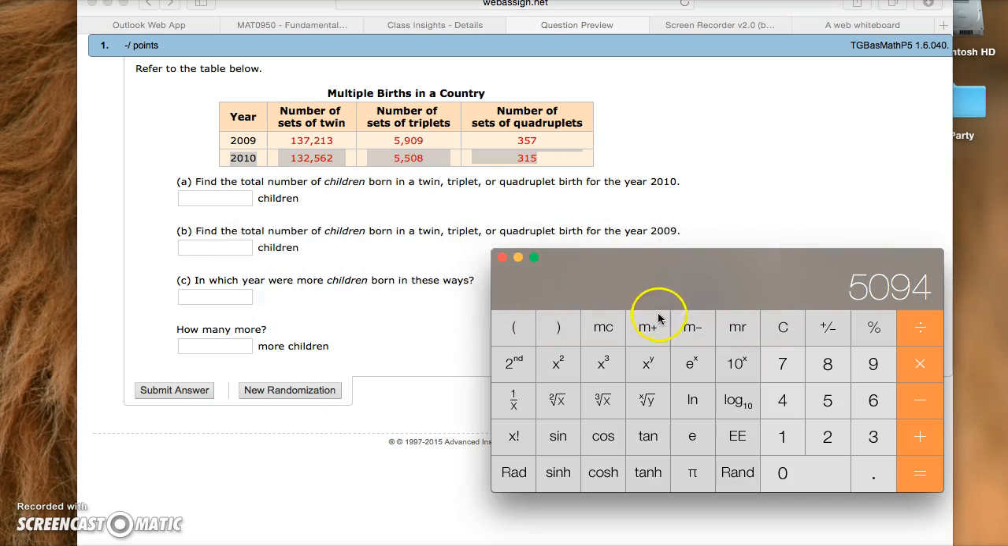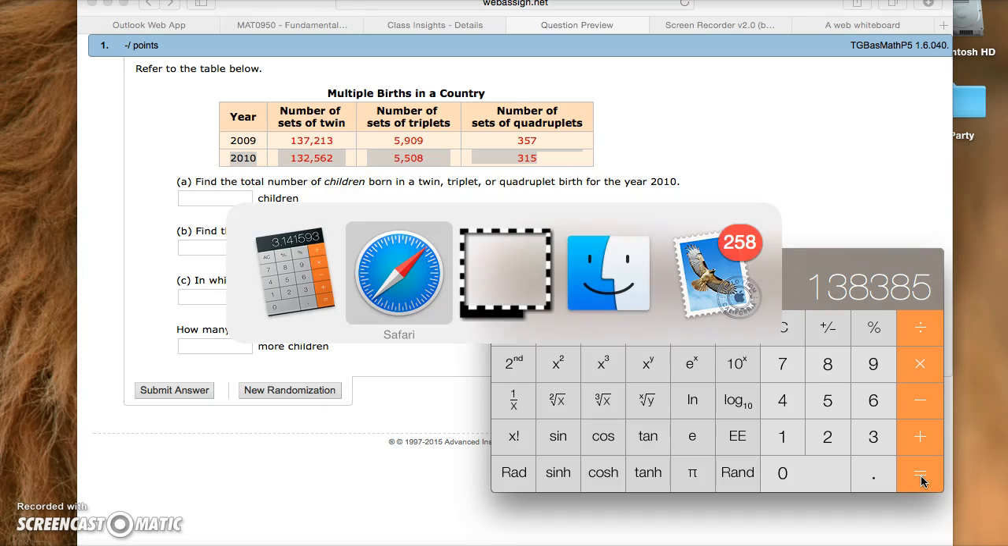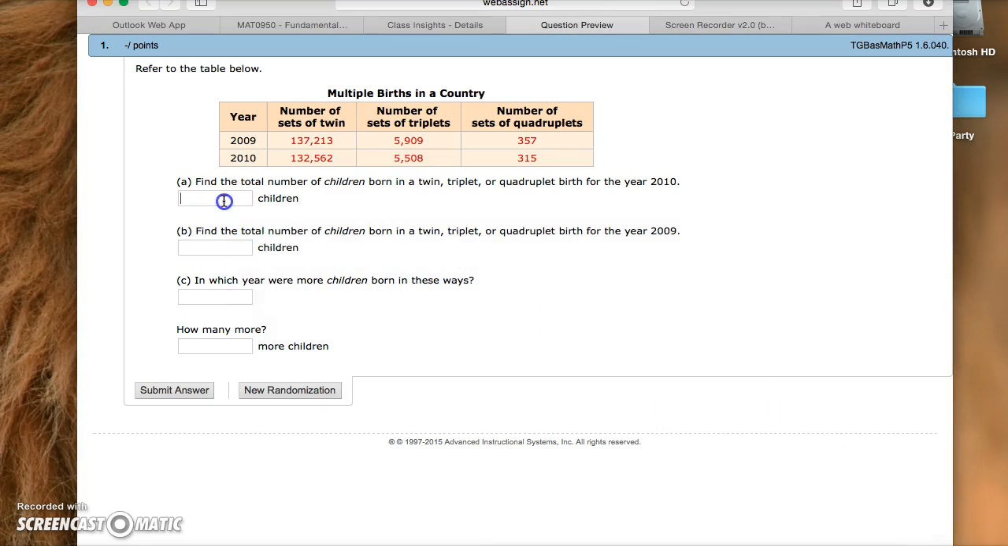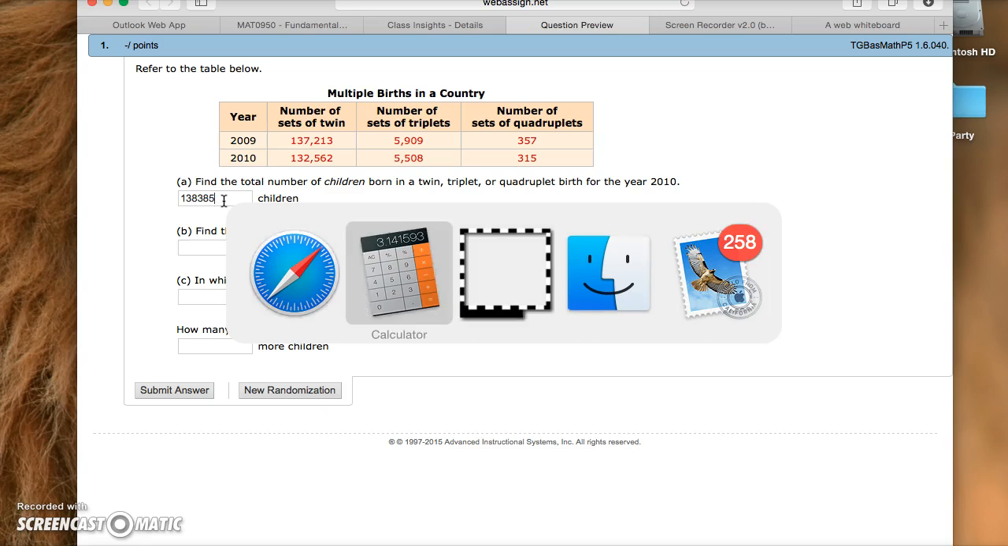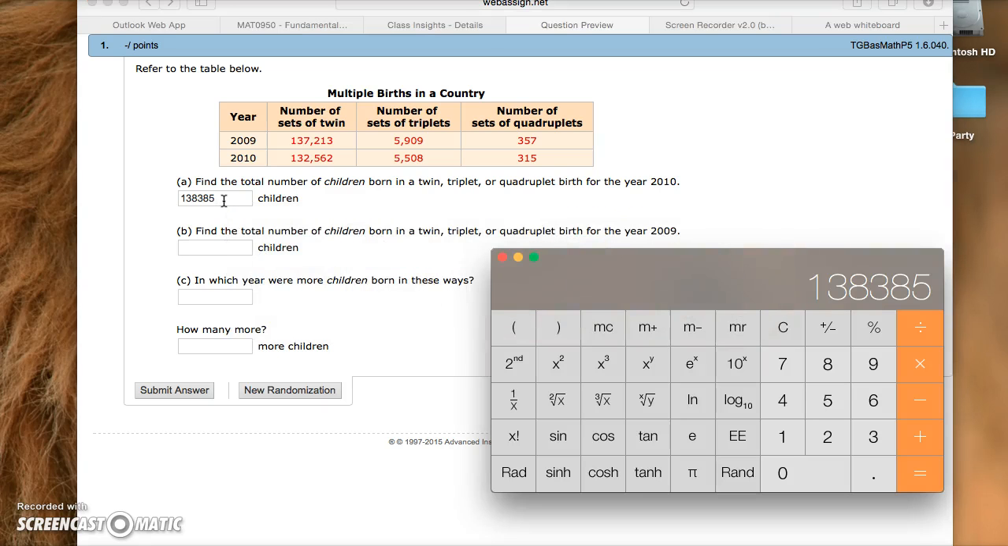Got a calculator up here. So let's add up our numbers. First off, the number of sets of twins, 132,562, plus the number of sets of triplets, 5,508, plus the number of sets of quadruplets, 315. And that will tell us the total number of children that were born as twins, triplets, or quadruplets in 2010. 138,385. Make sure I got that copied down correctly. 138,385. Very good.